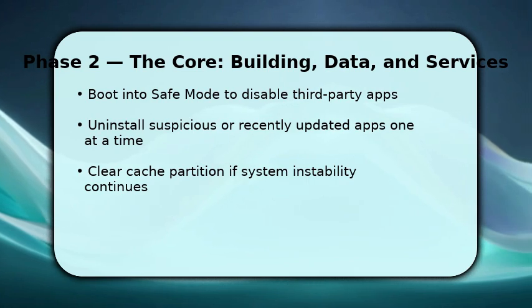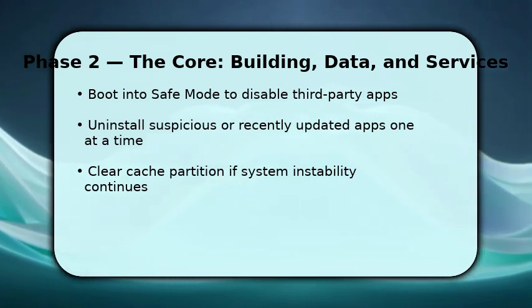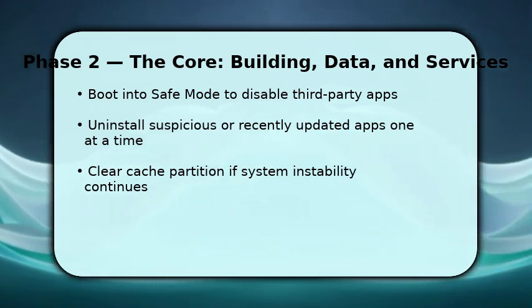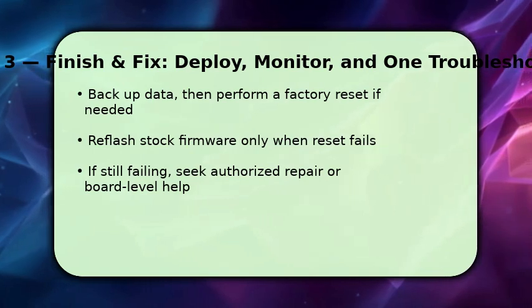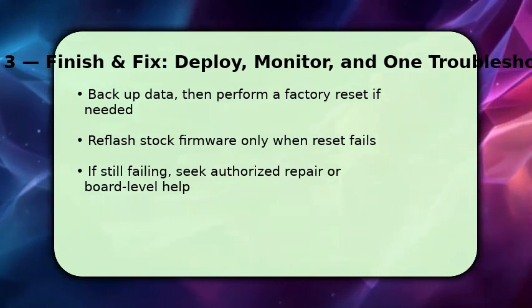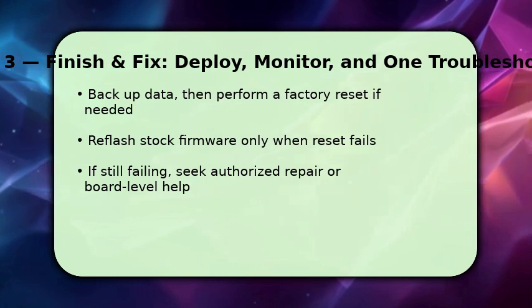If previous steps fail, back up everything you can, photos, contacts, app data, because the next step erases user data. Perform a factory reset from settings or recovery. This removes persistent software faults.